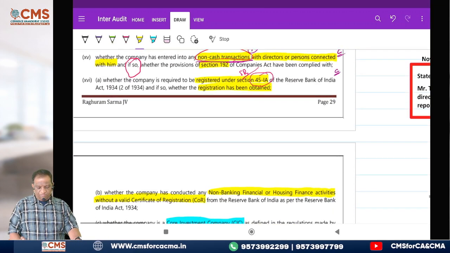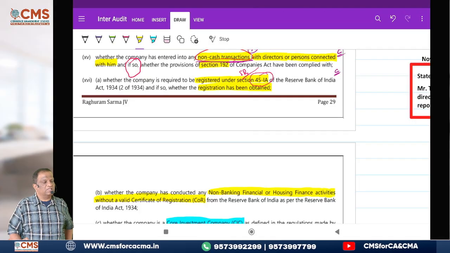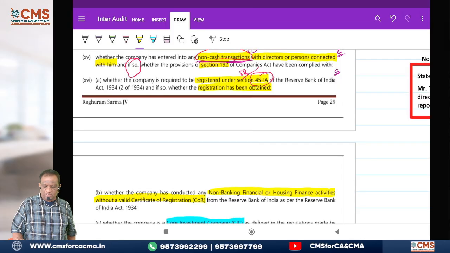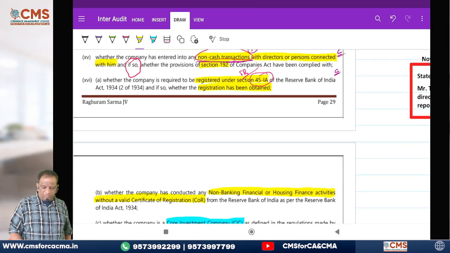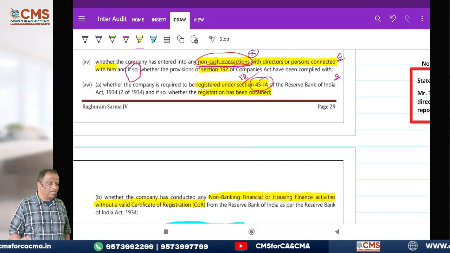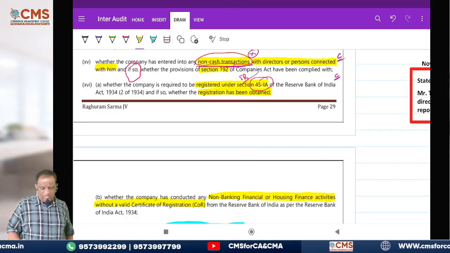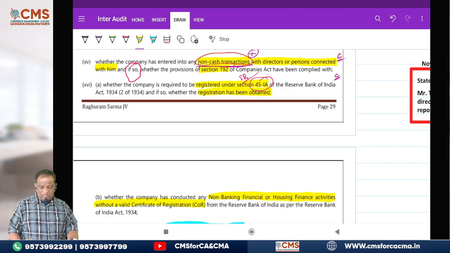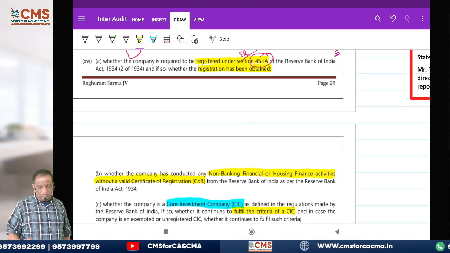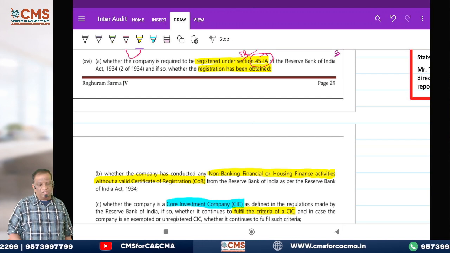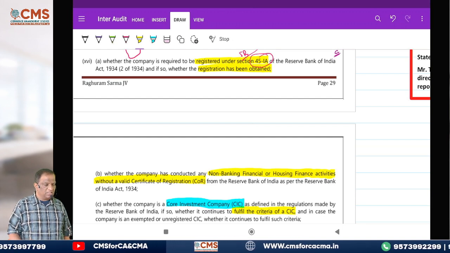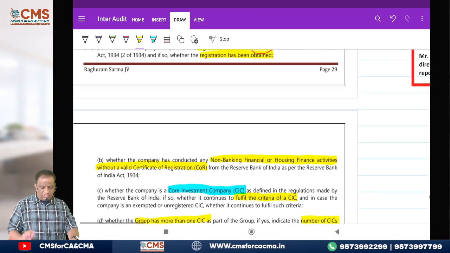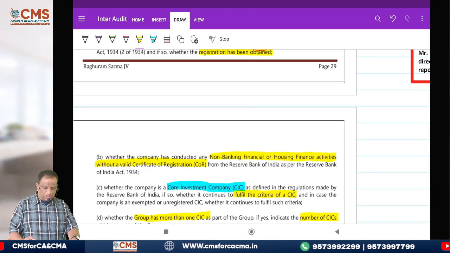Then the 15th one, non-cash transactions. In case anything is entered into by the company with the directors and all this, then did they comply with 192? Again, the probability of this is less because you don't discuss 192 in your curriculum. So at inter level, it is doubtful, but he is talking about only non-cash transactions entered into. Then the next one, the 16th one, if the company is required to be registered under section 45 IA, that is under NBFC, then whether registration has been done, and if it is already registered, whether that certificate is valid. So these points will have to be disclosed.